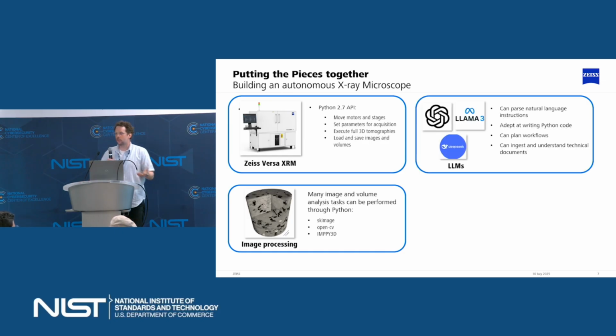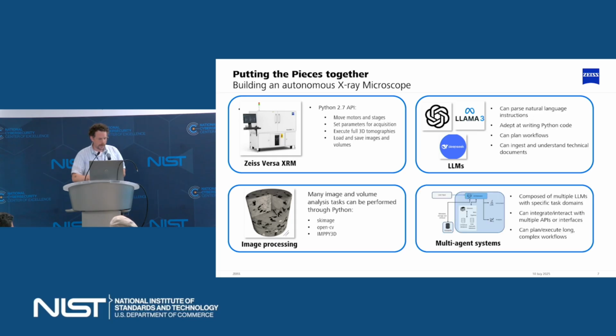There are plenty of robust open source Python modules for doing X-ray or any kind of image analysis. As we've all seen, large language models are very good at writing Python code. They can also parse user instructions. But really in the past year, there's a type of architecture of large language model systems called a multi-agent system. This is where you use many different large language models in series or in a loop, and each individual large language model has its own task as part of the workflow that it executes. And so we're going to be using a multi-agent system today to try to automate some of these workflows.